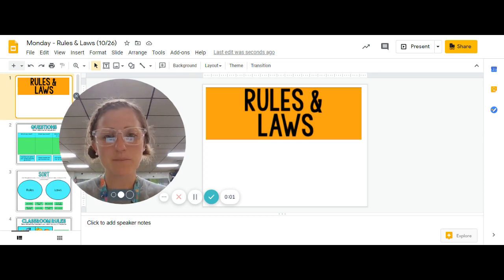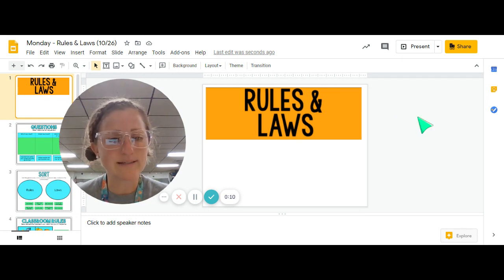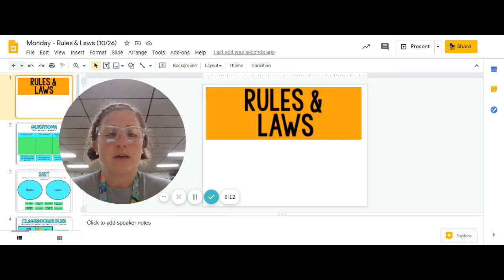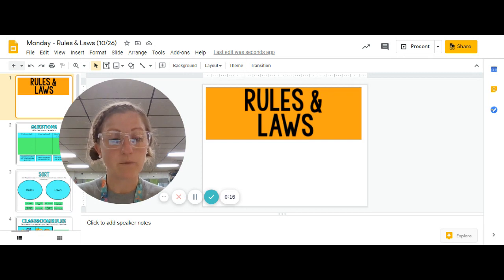All right, we're going to talk about rules versus laws today. On Friday and Thursday, you looked at the difference in rights and responsibilities that citizens have. And some of the examples you looked at were about students as well. And one of the things that you might think about is how a student has to follow rules at school, which is one of their responsibilities.